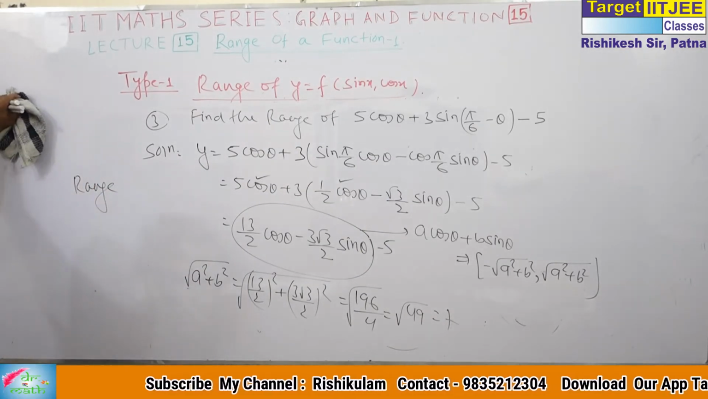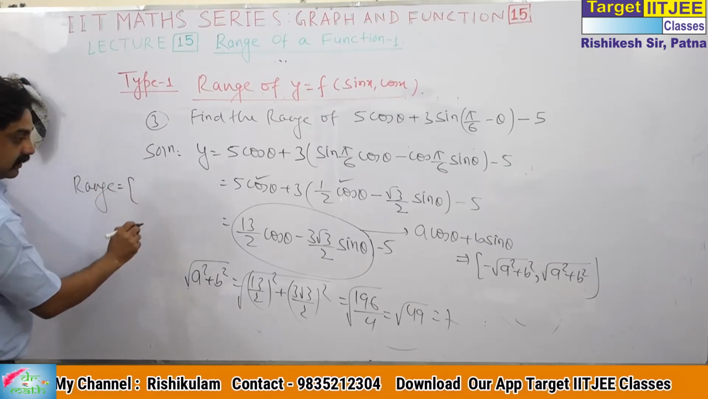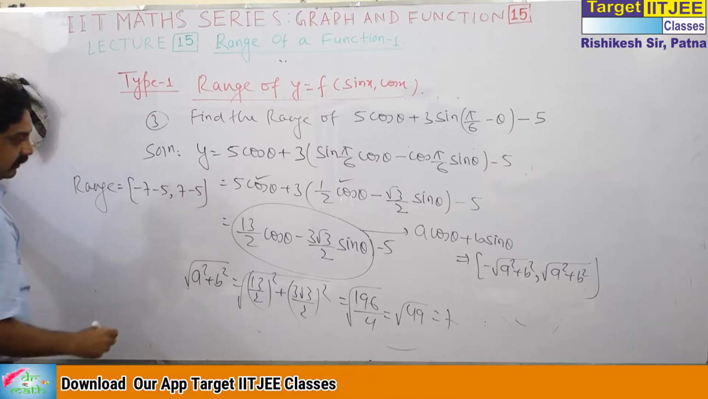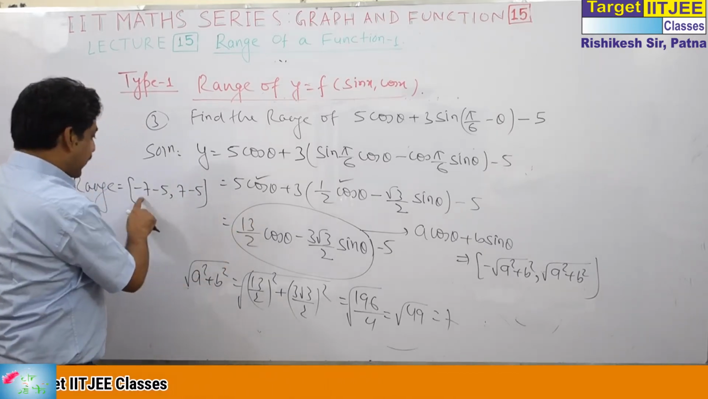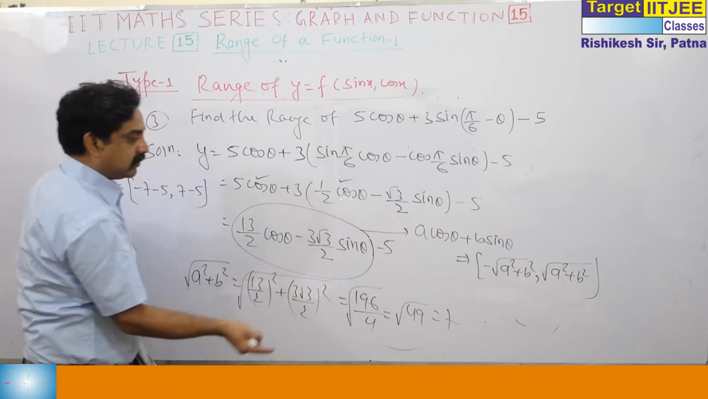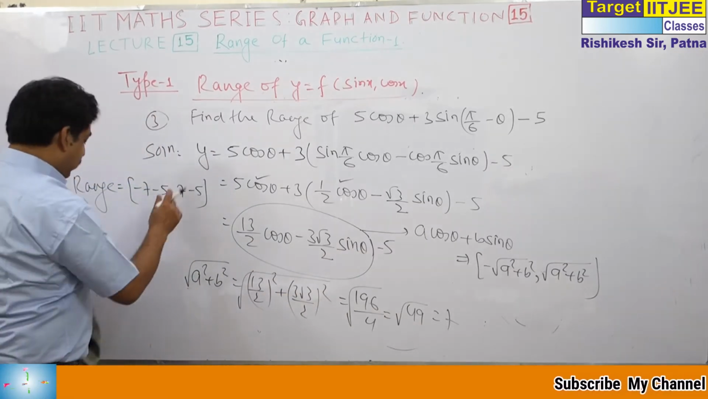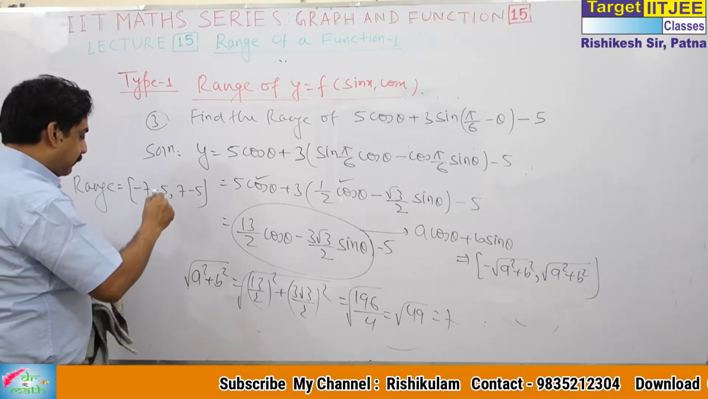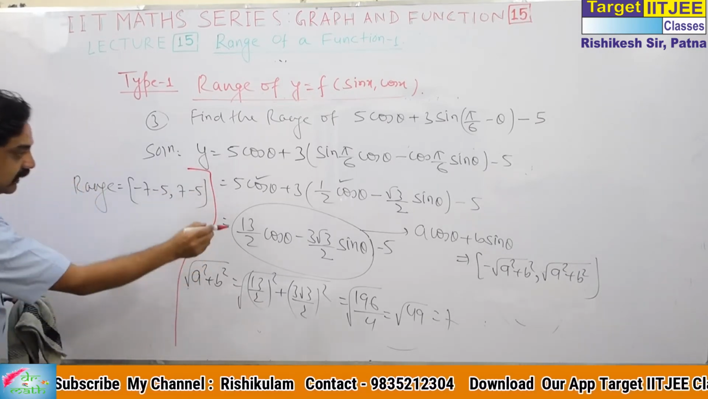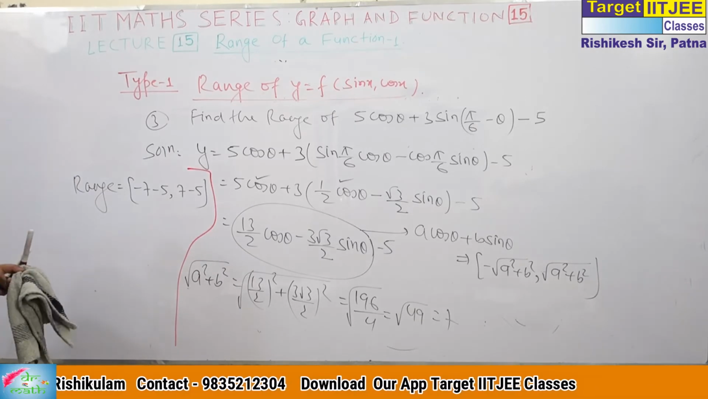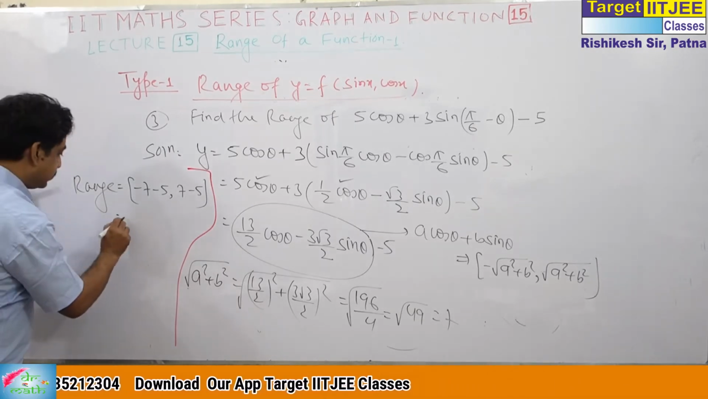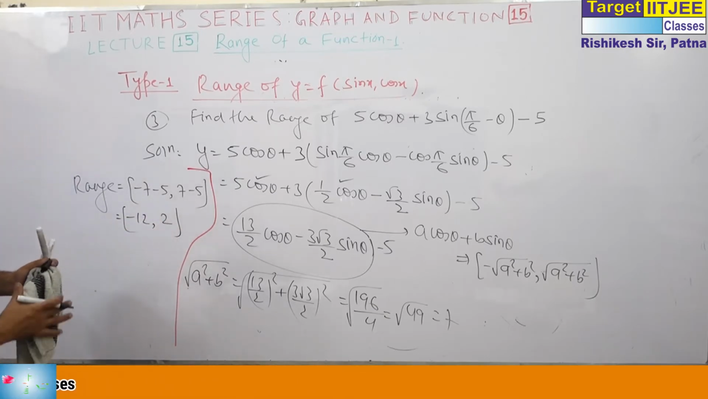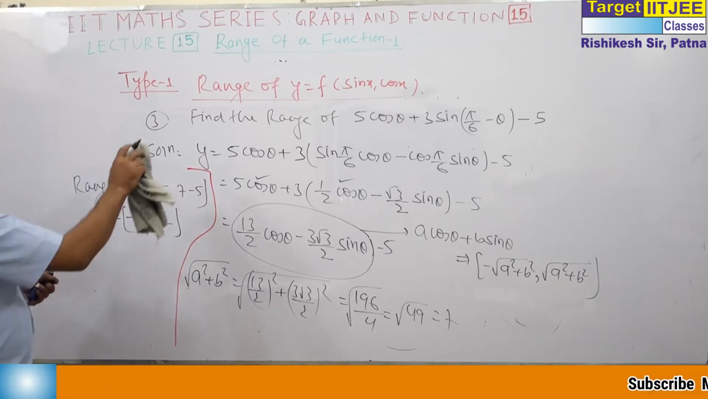So what is the range? You can say the range is minus 7 minus 5 and 7 minus 5. Actually for this expression, range is minus 7 to 7. But we will subtract 5 in both. So range is what? Range is minus 12 to 2.